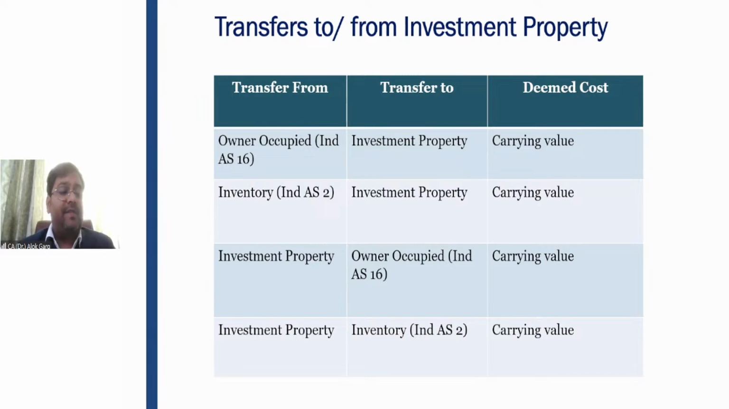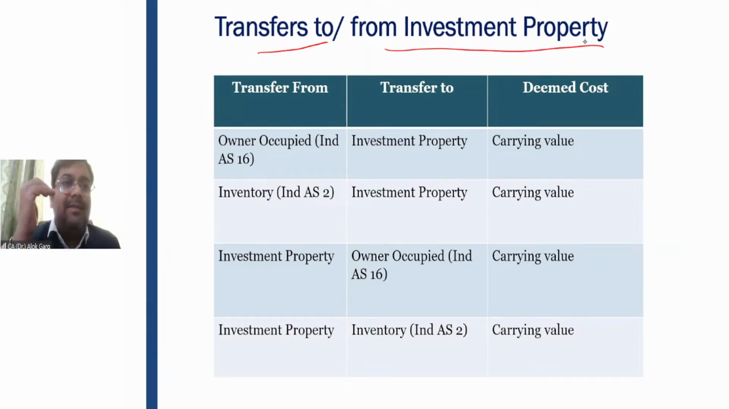Yes, transfer to or from investment property. Guys, now this concept is a very important concept, even from an examination perspective. For example, at the time when the company purchased a building, the company was using that building for rental purposes. Since the company was using that building for rental purposes, of course, it was an investment property. But due to expansion of business, now the company decided to use that building for business purposes.